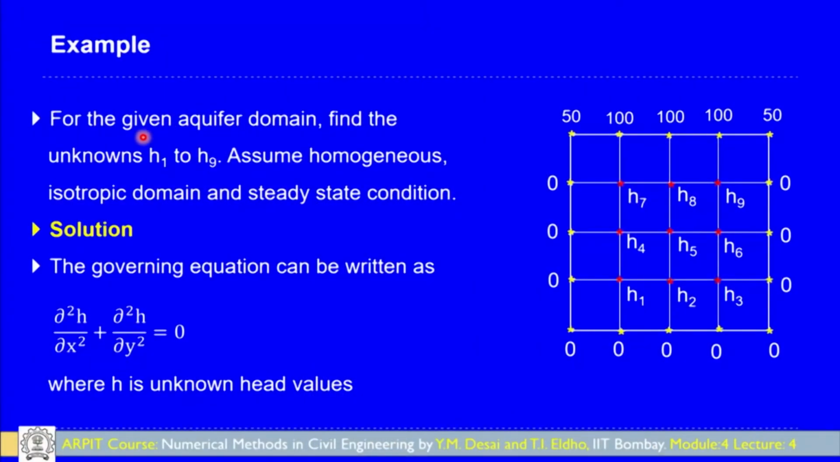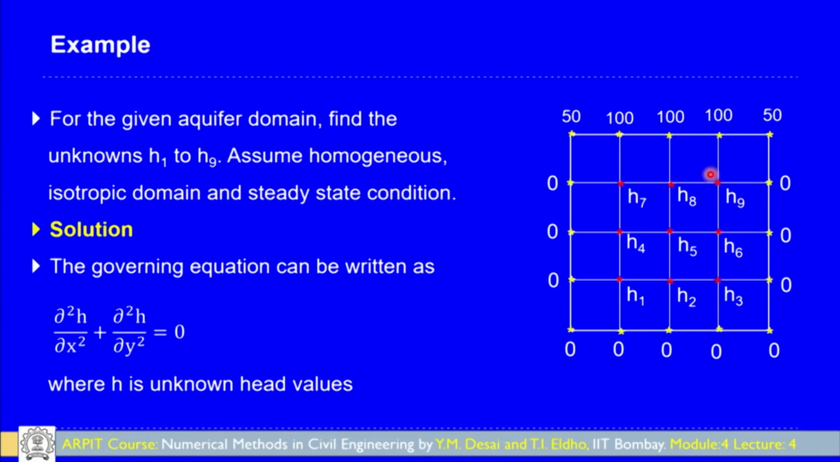Now, before further proceeding, let us consider one more example problem. For the given aquifer domain, here we consider an aquifer domain like this. This is the gridding. Find the unknown h1 to h9. We assume a homogeneous isotropic domain and steady state condition.